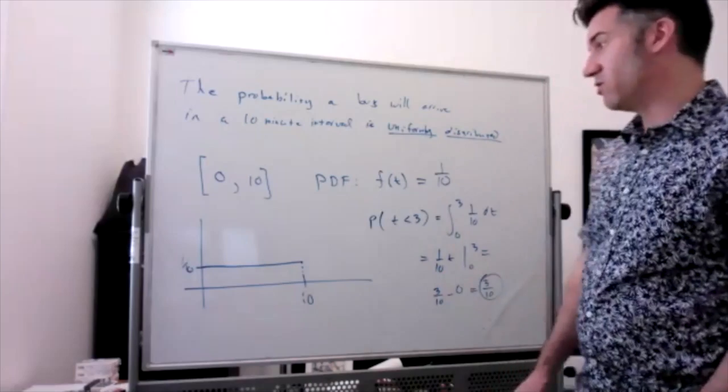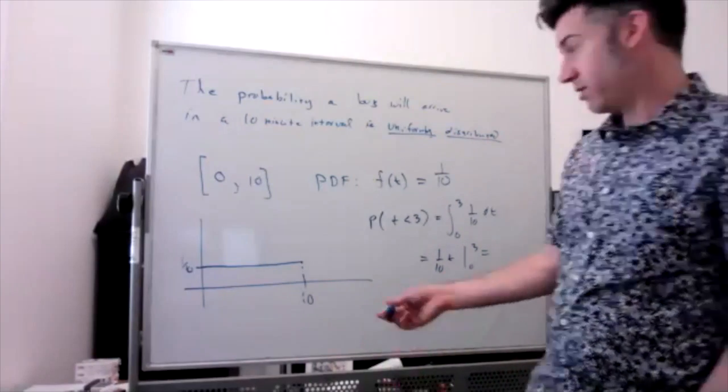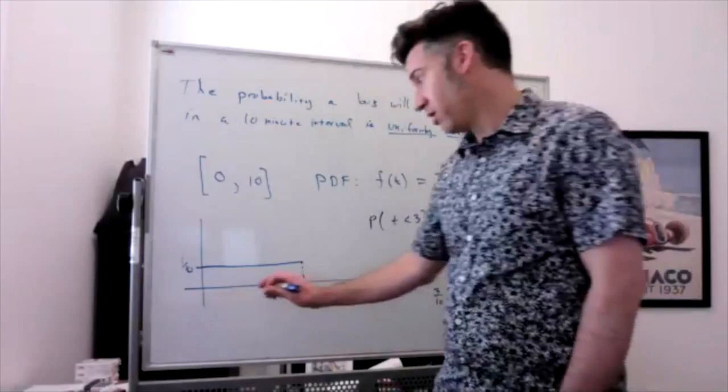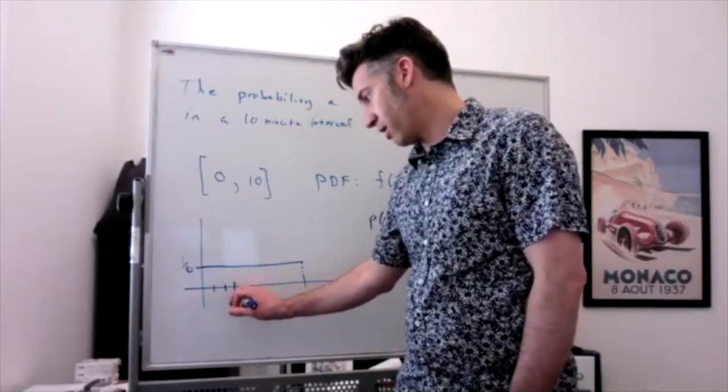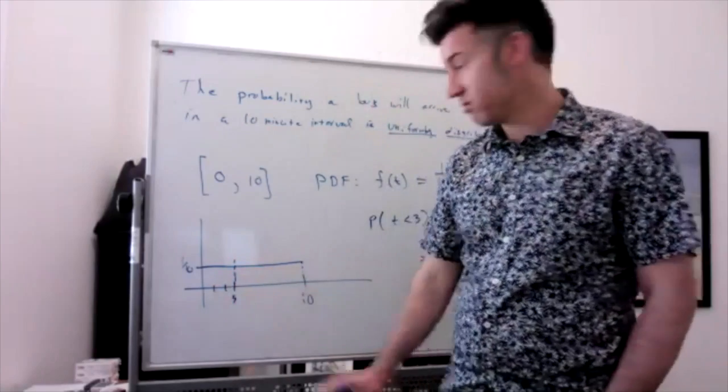Essentially, if you know what fraction of the interval you're looking at, that's your answer, right? The interval is 10 minutes long, and we have 3 of those minutes. That's 3/10 of the entire area.